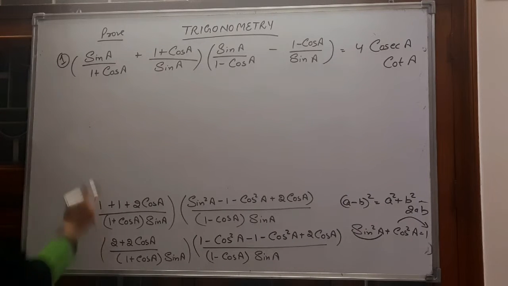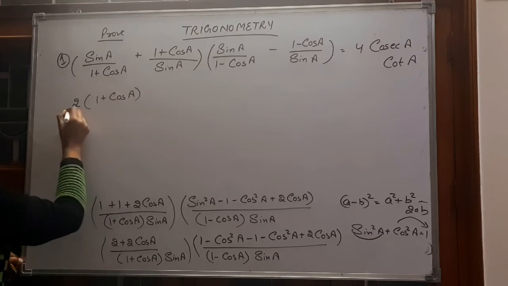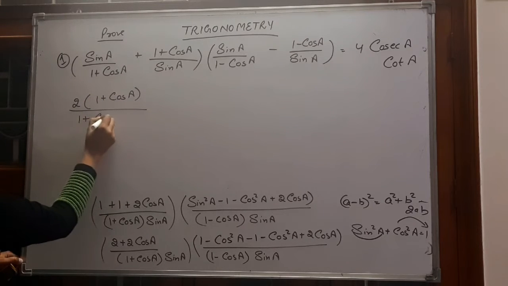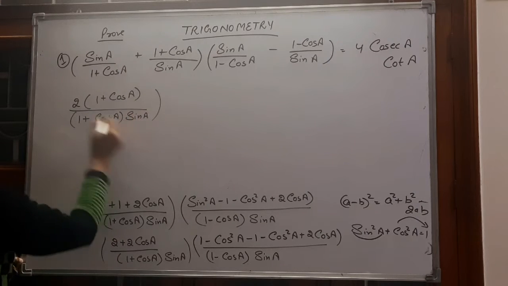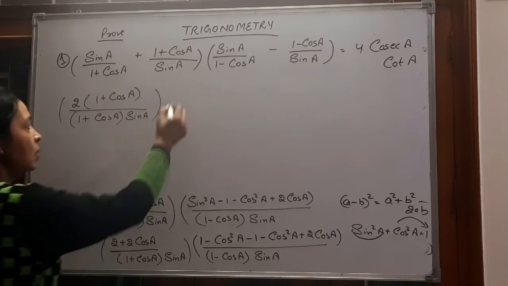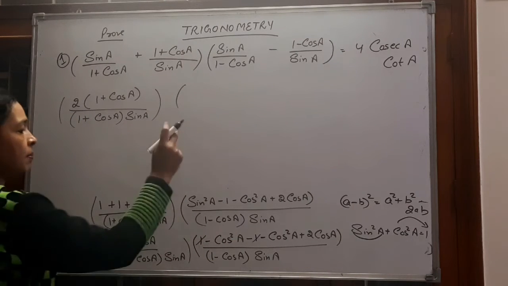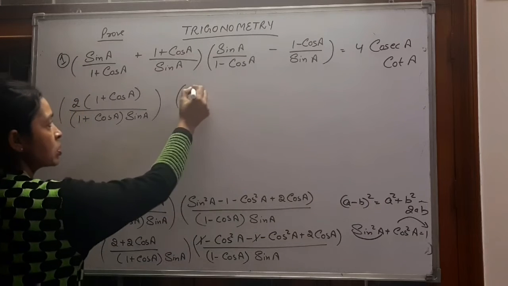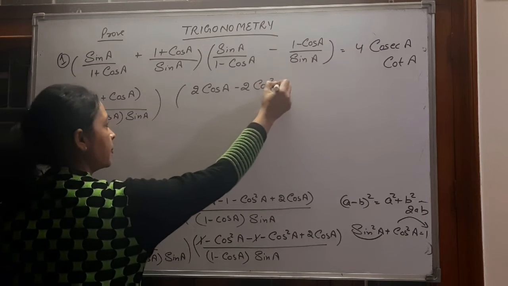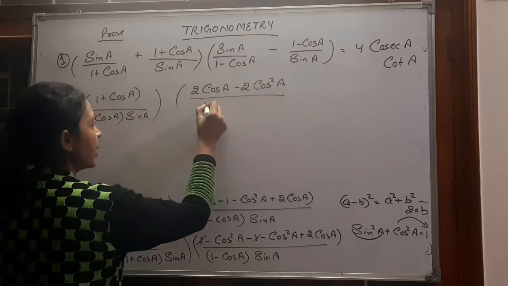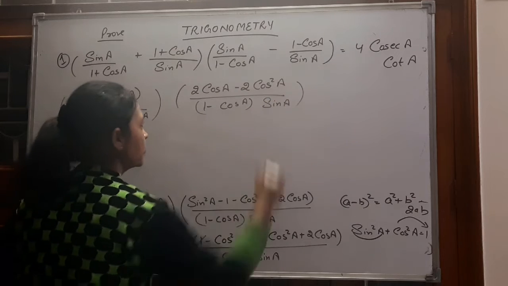Two plus 2 cos A. What is common? 2 is common. Inside we have 1 plus cos A upon 1 plus cos A into sin A. Whole bracket close. 1 and 1 get cancelled. Minus cos A and minus cos A. Minus 2 cos square A plus 2 cos A. I am writing 2 cos A minus 2 cos square A upon 1 minus cos A into sin A.